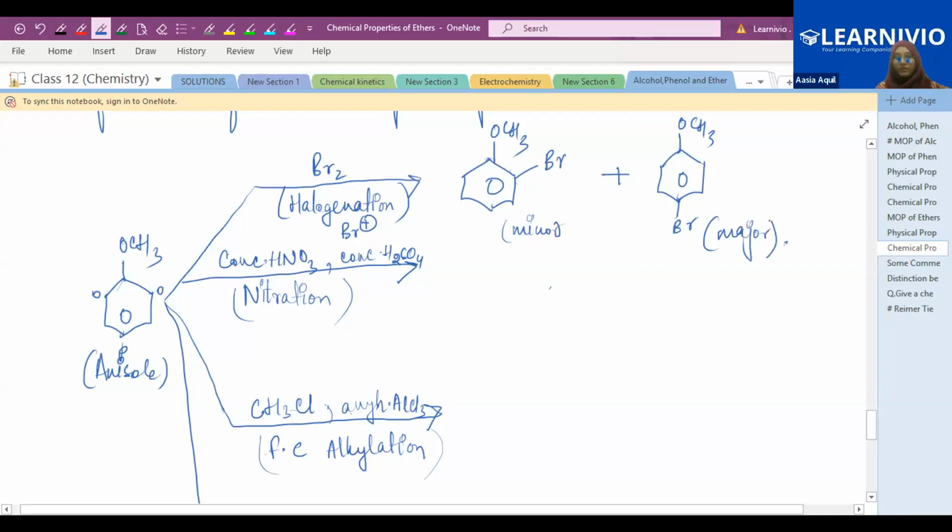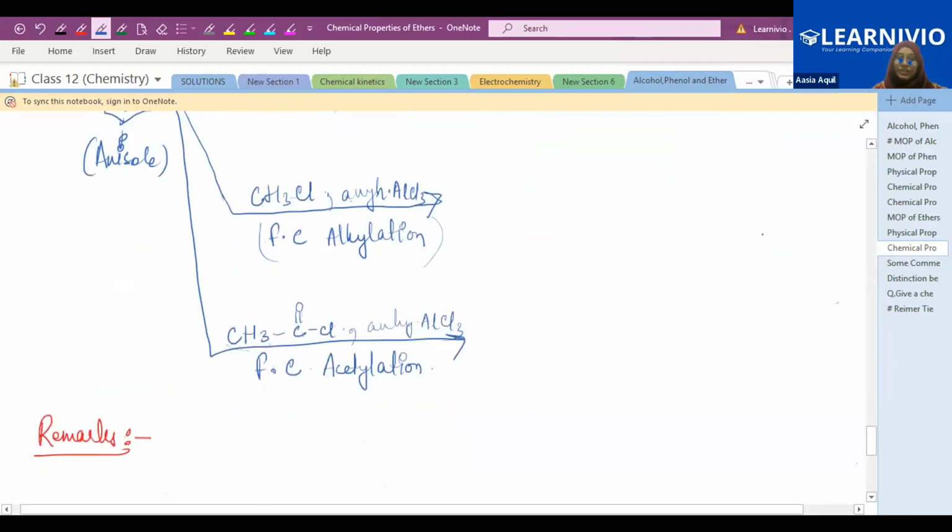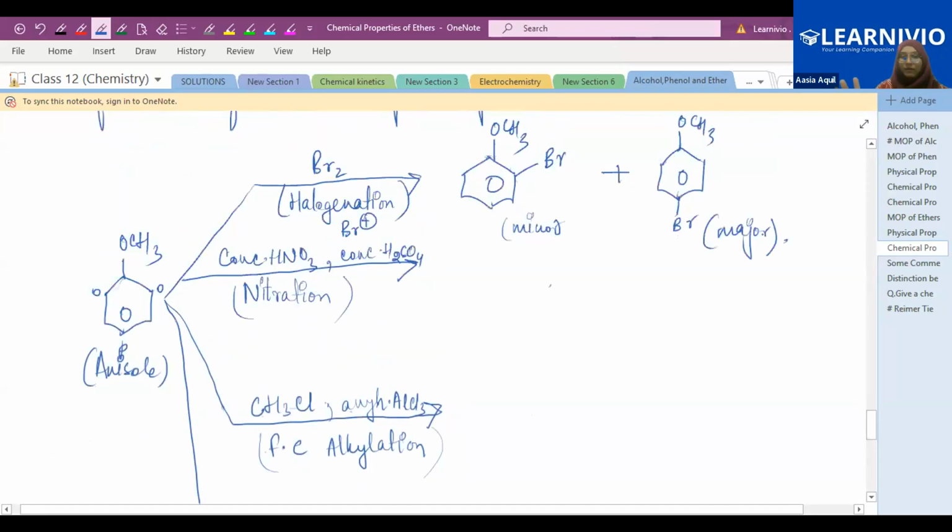Clear, Safrina? Yes. Similarly, if you do the nitration or the Friedel-Crafts alkylation or acetylation, you will get the same thing, ortho and para. But you should know what the electrophile is in each case. In the nitration, you use concentrated HNO3 plus concentrated H2SO4. Whenever you do the nitration, you will use this combination, concentrated nitric acid plus concentrated sulfuric acid.